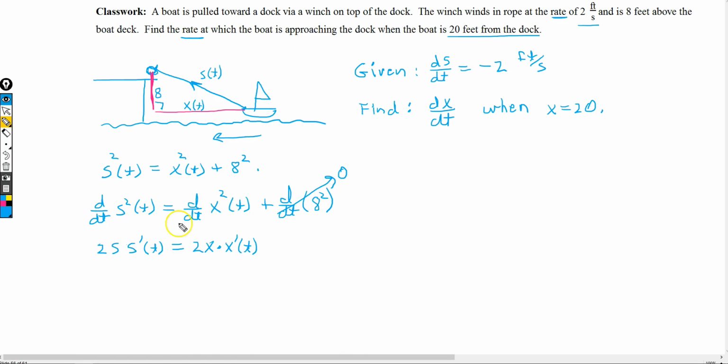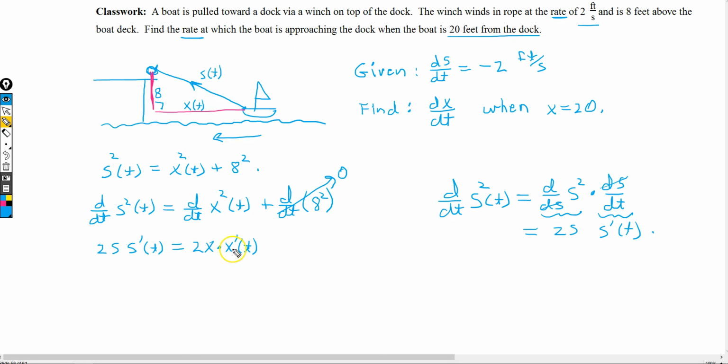Notice the reason we got 2s s prime is because we need to use the chain rule on this part. Just off to the side here again, we have to write this out. This is the chain rule. Notice how these ds's cancel, and so we get d/dt. We recover what we have here, and this part right here is 2s, and this part is our s prime of t.